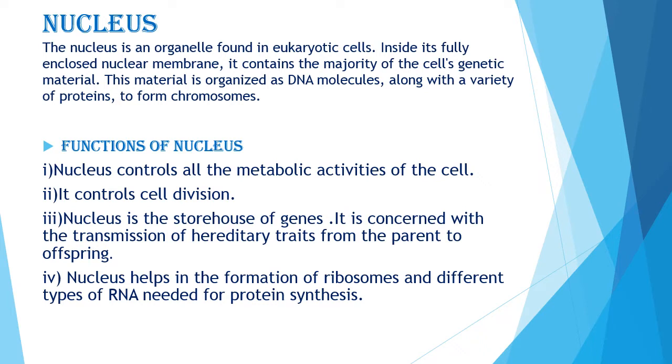The nucleus helps in the formation of ribosomes and different types of RNA needed for protein synthesis. It helps in the transmission of characters from one generation to the next because it contains the chromosomes. Ribosomes are formed in the nucleolus part of the nucleus. And if the nucleus is removed from the cell, the protoplasm ultimately dries up and dies. So the nucleus is the main part of the cell. That is why sometimes it is referred to as the brain of the cell.